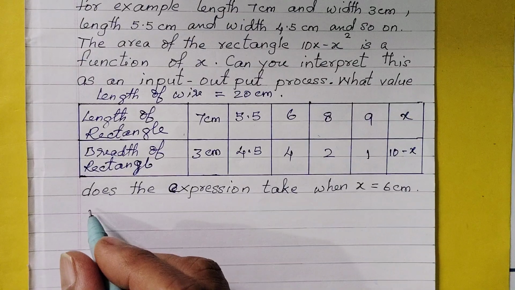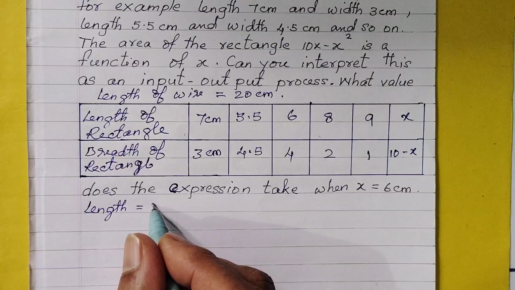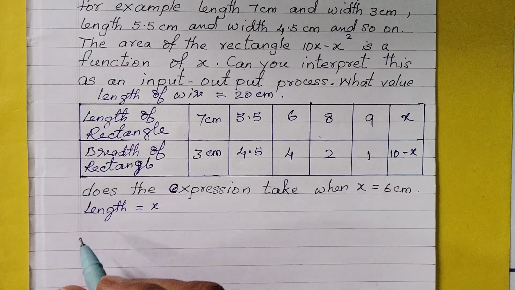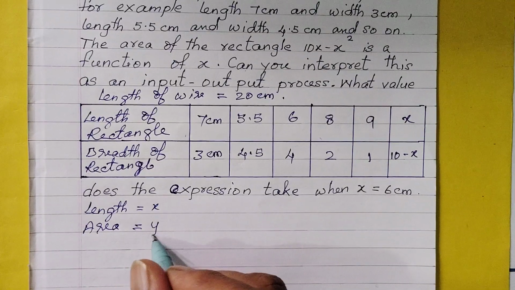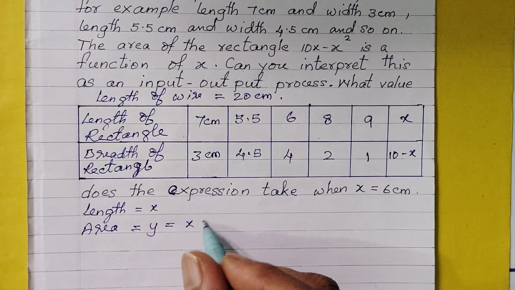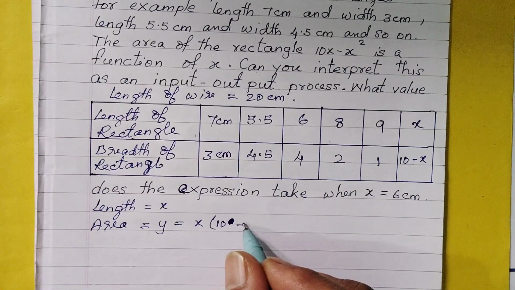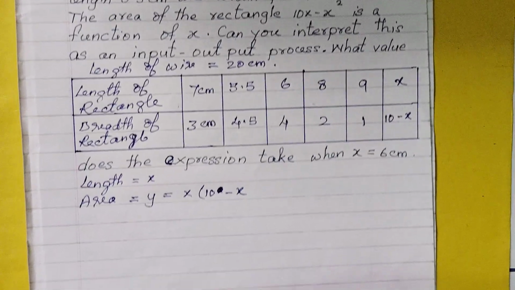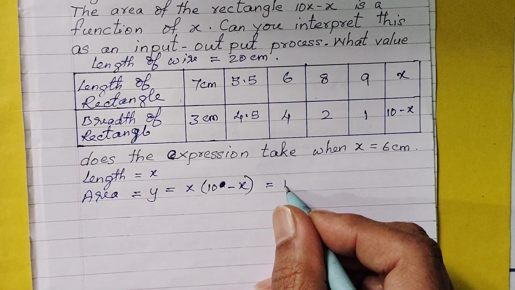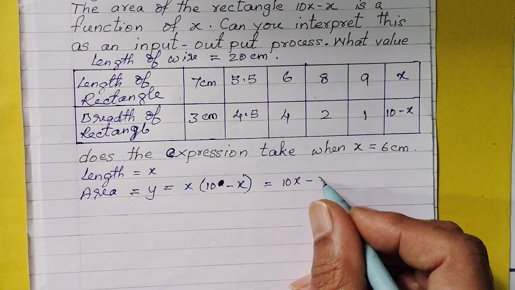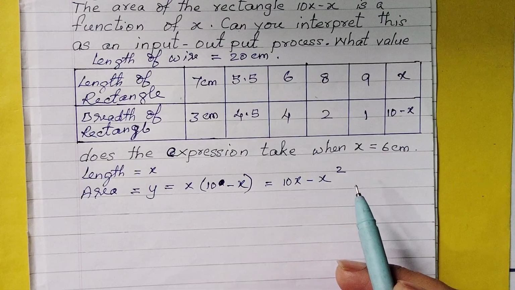So the length is equal to x. So area, let it be equal to y. That is nothing but x into 10 minus x. That's equal to 10x minus x square. If the length is x, the area is 10x minus x square.